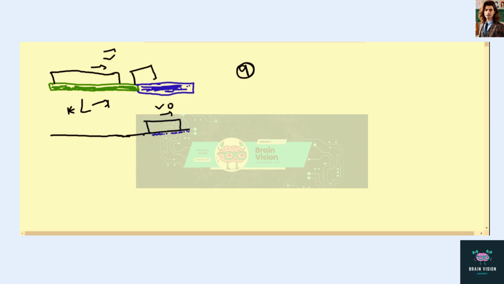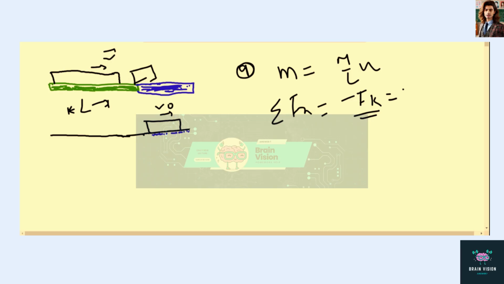In this question, we are solving for the acceleration of the block when it reaches the surface 2 by x. For that, first we calculate the mass on surface 2, that is m upon l into x, and sigma Fx will be minus Fk, because the friction force is always opposite to the motion, which is max. So ax will be minus Fk upon m.